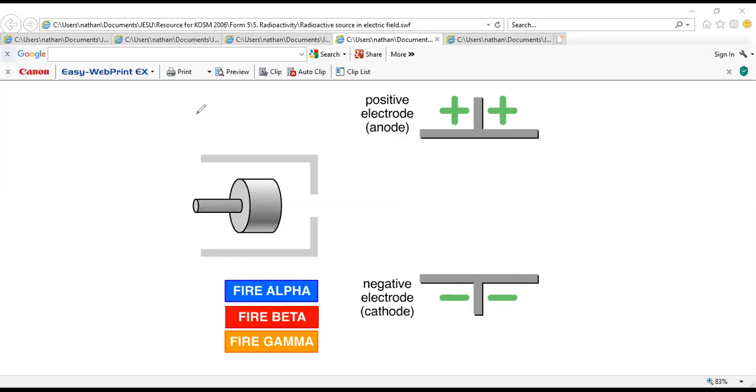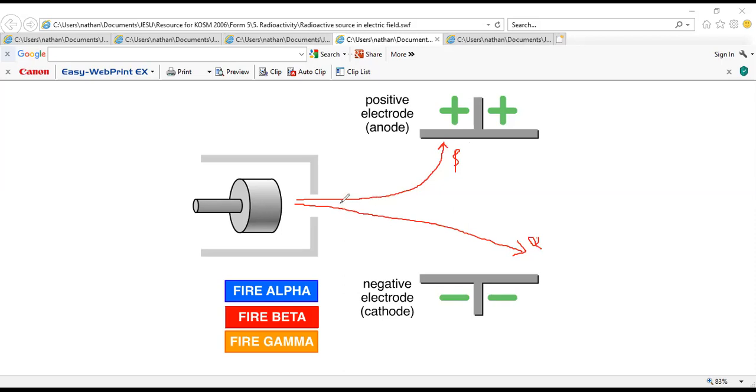What happens when you fire beta? You see it is deflected towards the positive plate, because it is negatively charged. And one more thing when you draw: alpha has bigger mass, beta has smaller mass. So beta is more curved compared to alpha. Other than direction, you have to look at the curving. The curving will be more for beta compared to alpha.